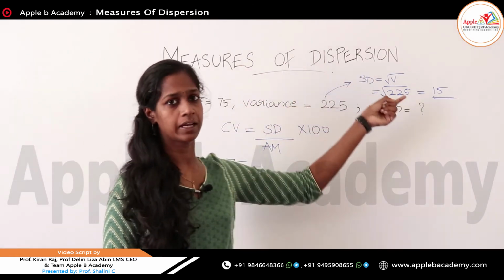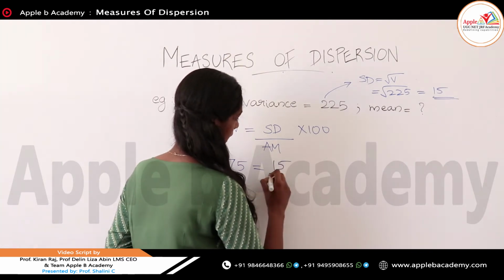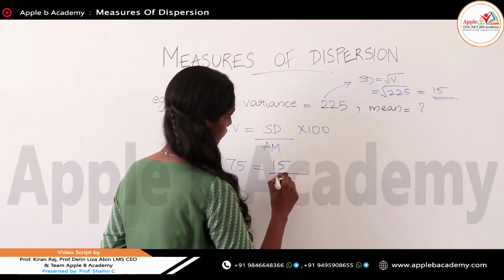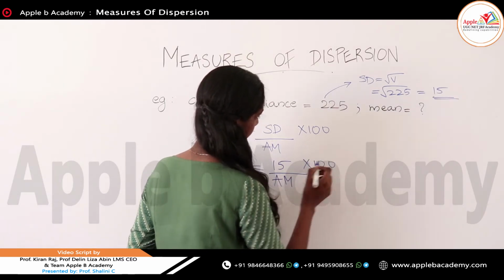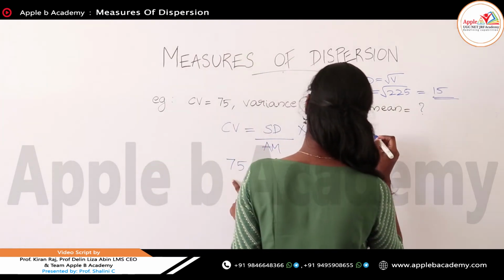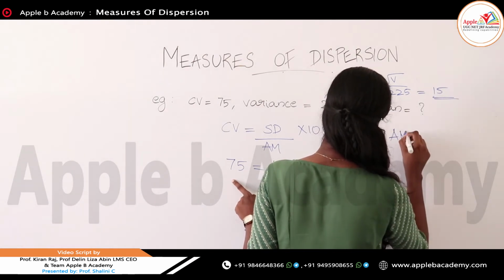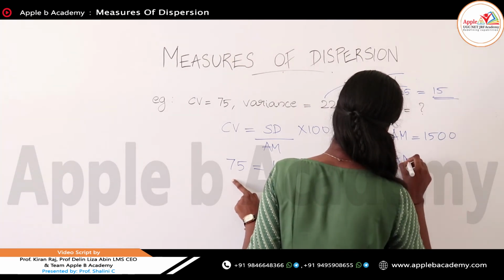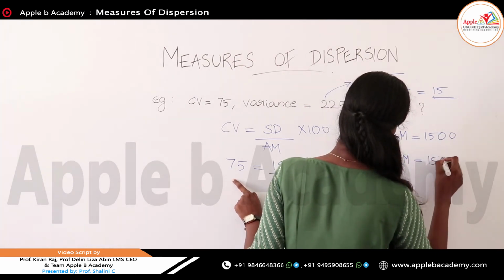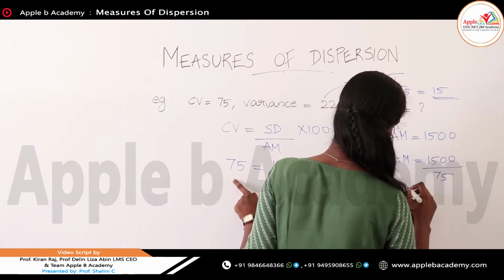So from the value of variance we get to know what the value of standard deviation is. So 75 is equal to 15 divided by mean, which is what we have to find, into 100. So basically 75 times arithmetic mean is equal to 1500, arithmetic mean is equal to 1500 divided by 75, which will be 20.